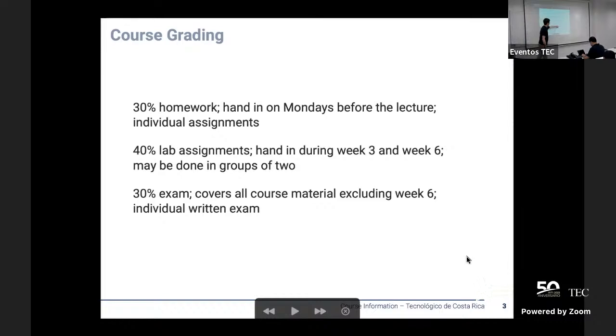There's also a note: everything is considered for the exam except for the last week, because the last week is super close to the exam date. So to give you a bit more time to study for the exam, we exclude the last week. It also means that the actual last week will be a bit more advanced topics and more for your interest, to get you more interested in what cryptography has to offer.